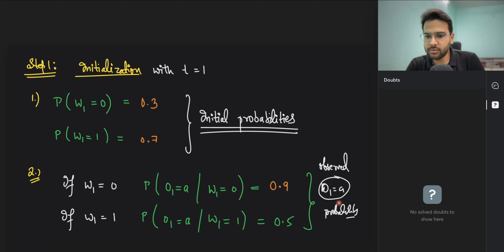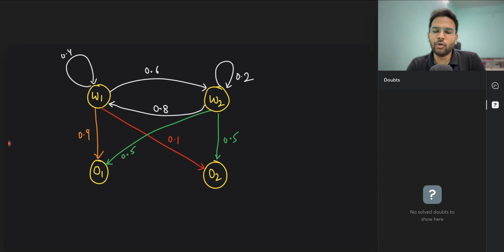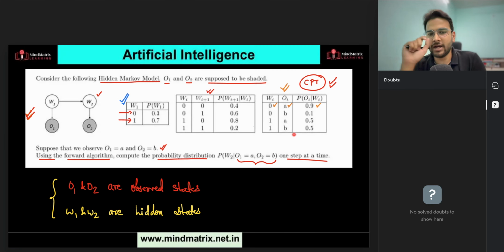Isn't W1 equal to 0 and W2 equal to 1? No, it's not like that. Maybe you are getting confused with this diagram representation. See, understand this thing. W1 can have two values, 0 or 1. W2 also can have two values, 0 or 1. Is this point clear to all of you?